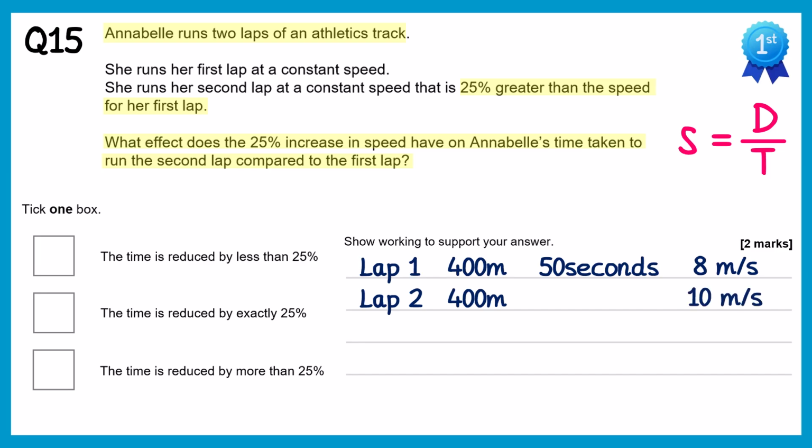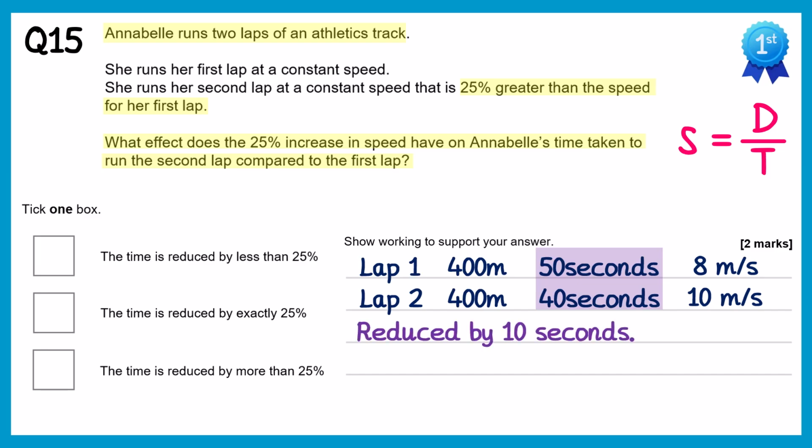We can now work out the time taken by doing time equals distance divided by speed. So 400 divided by 10, which is 40 seconds. Now let's ignore the fact that Annabelle's just broken the world record for the 400 meters and compare these two times here. So the first lap was done in 50 seconds, but the second lap in 40. This means the time has been reduced by 10 seconds.